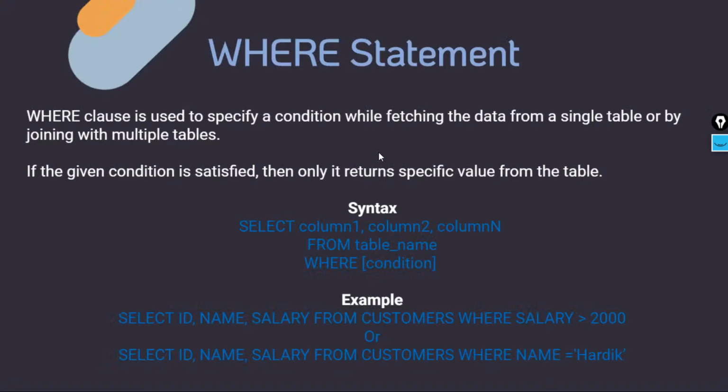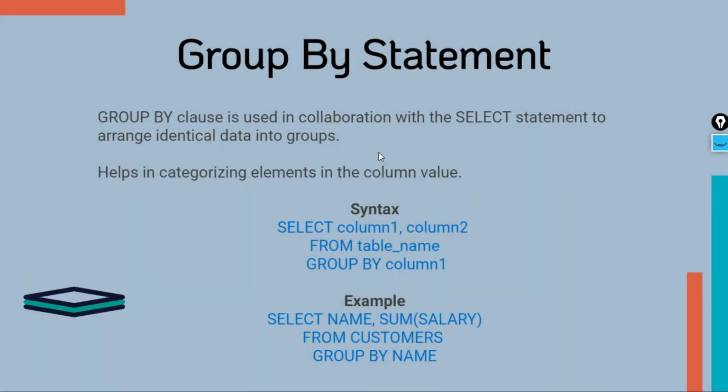Let's go back to our portion here. Next one, a group by statement. A group by clause is used in collaboration with the select statement to arrange identical data into groups. As the theory portion suggests, what it simply does is group the data basis similarity. That is all it does. So when I have a huge amount of data, if I want to group it basis similarity and identity, I can use the group by statement.